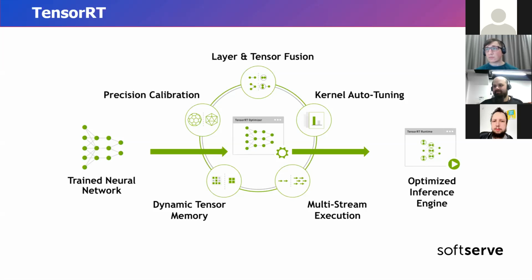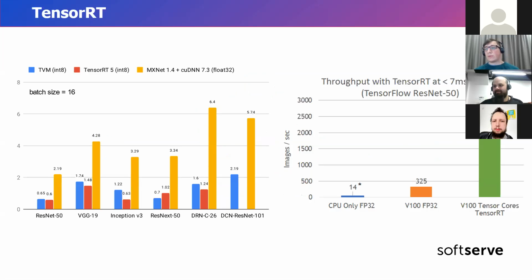CUDA. And I should also mention that TensorRT is a library that was created by NVIDIA and mostly focused on optimization for GPU and for various types of GPU. This library shows a very good performance increase for different neural networks.